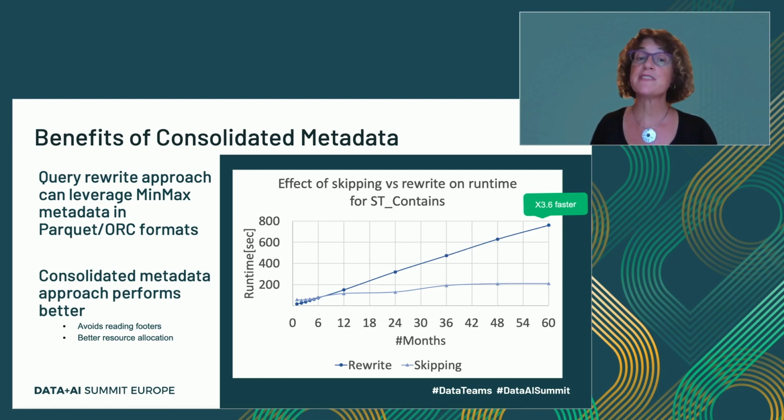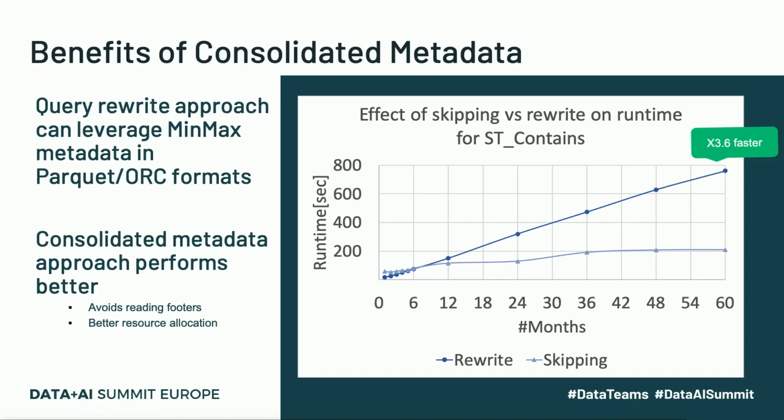If we didn't use any optimizations, we would need a full scan of the entire data set, since the query involves the UDF. The improvement is a result of avoiding reading Parquet footers and also better resource allocation, because we avoid the situation where Spark allocates a task just to read an object footer and then goes ahead and skips the rest of the object.